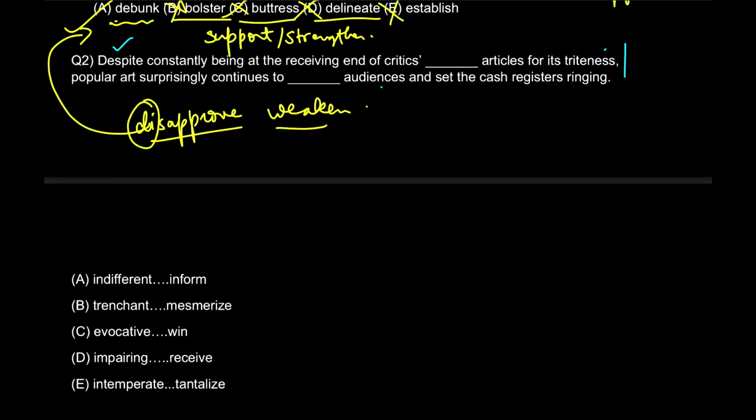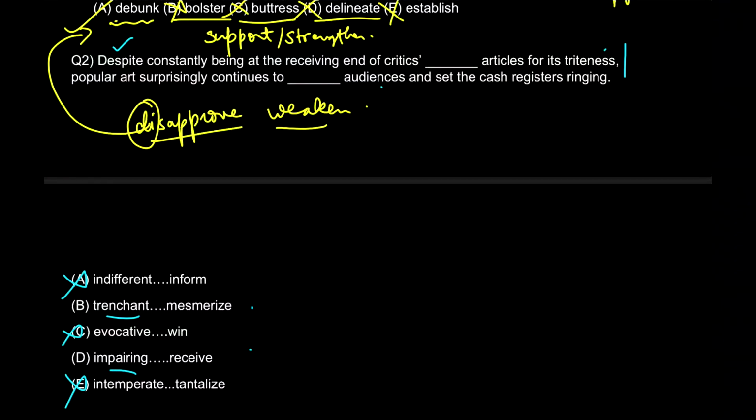The only word that fits over here, if I show you the options, can be trenchant, because the meaning of trenchant is sharp or cutting. And impairing means weakening. So I need something negative because of course the critics won't be talking positive, right? So this helps me eliminate three options. Indifferent, evocative and intemperate cannot fit here because we are talking about being negative towards something. So we will go for B and D.